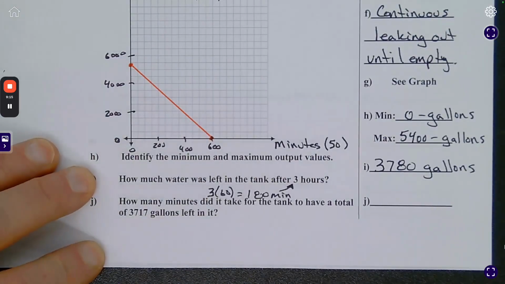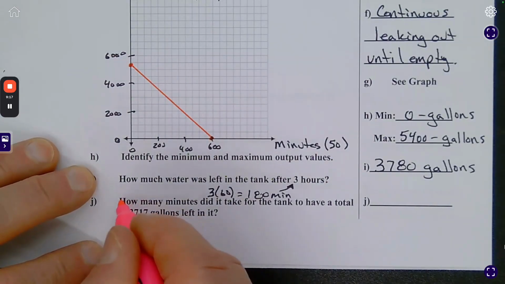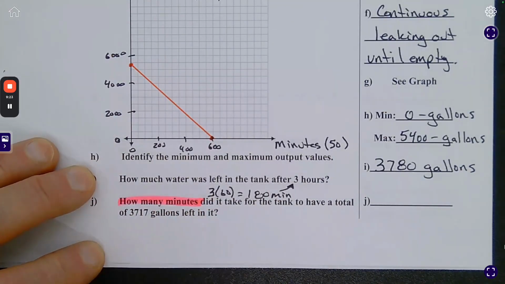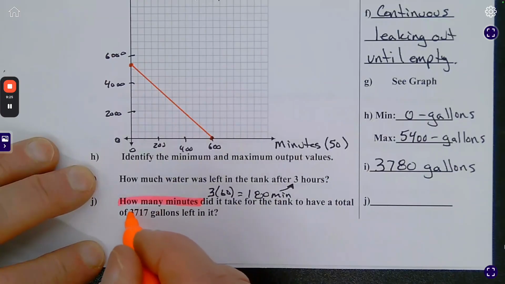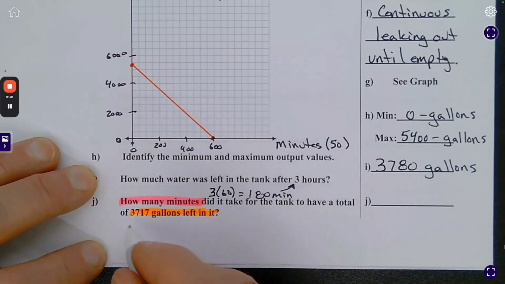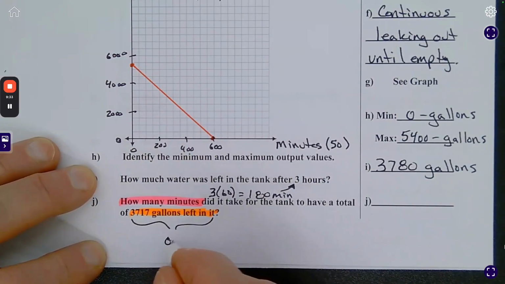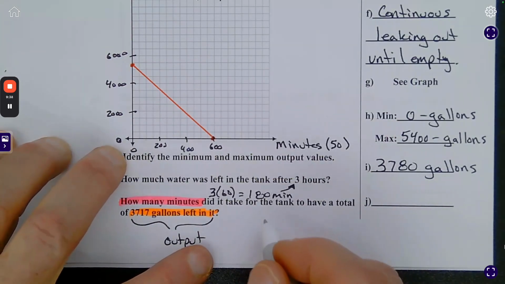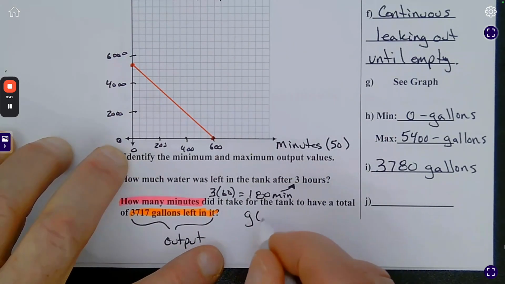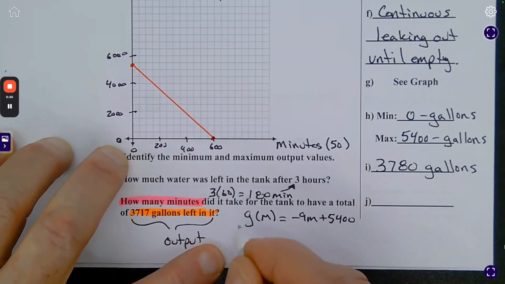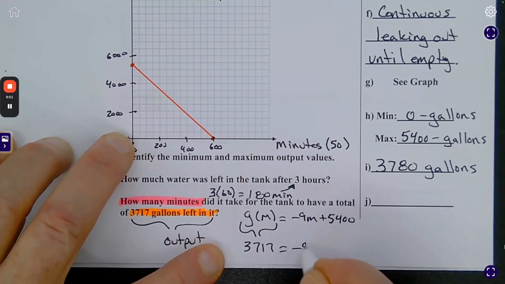All right, this question: how many minutes? So now you're looking for the M value. How many minutes did it take for the tank to have a total of 3,717 gallons left in it? So this represents my output value. I'm going to go to my model, and where I see G of M, I'm going to write that here so you can see it. This represents my output, so that becomes 3,717.